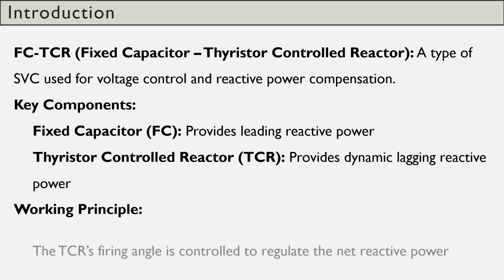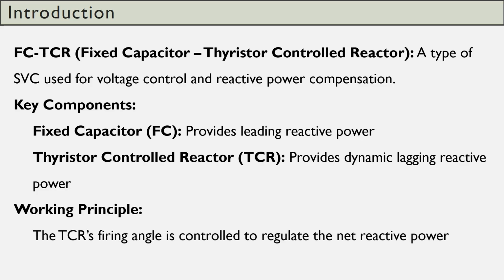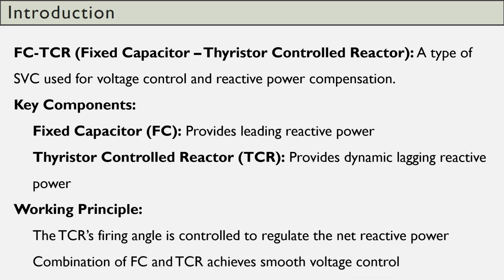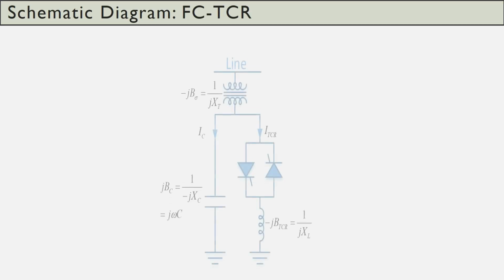What is the working principle of this? The TCR firing angle is controlled to regulate the net reactive power. The net reactive power supplied by the capacitor can become variable if you control the firing angle of the TCR. And it combines with the fixed capacitor for smooth voltage control.